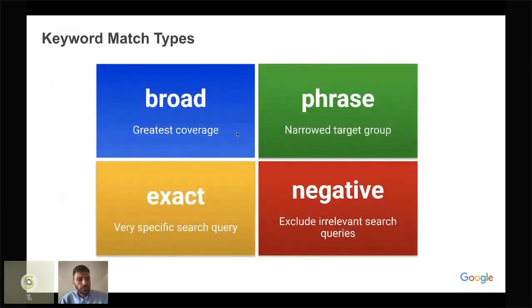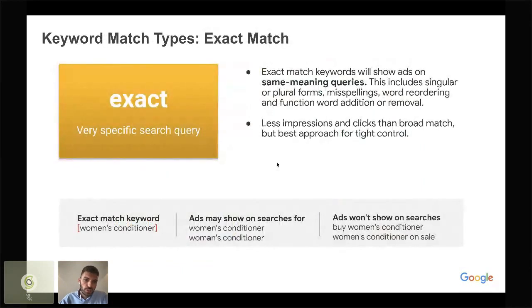When it comes to keywords, we have different types of targeting. We have exact, broad, phrase, negative. Let's go into them one by one. Exact means that if we use this keyword, name it women's conditioner, we might end up advertising when people are searching for womens with an E or womans with an A conditioner. But we will not show if someone searches for buy women's conditioner or the other option stated here. So this is highly targeted and highly limited.